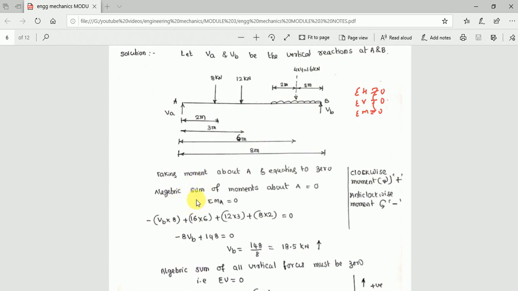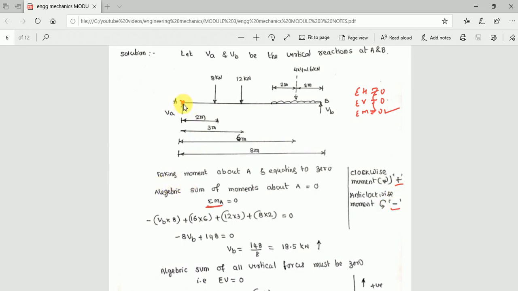So let us take moment about A. This is the point A. Let us take moment about A equal to 0. Taking moment about A and equating to 0, the algebraic sum of moments about A is equal to 0. So I am taking this condition first. Summation is equal to 0. As we know, clockwise moments are positive and anti-clockwise moments are negative here.